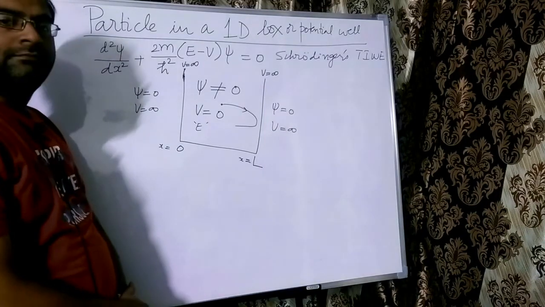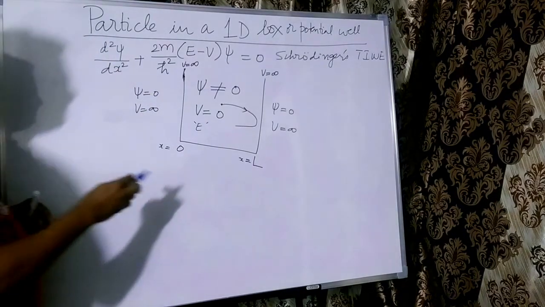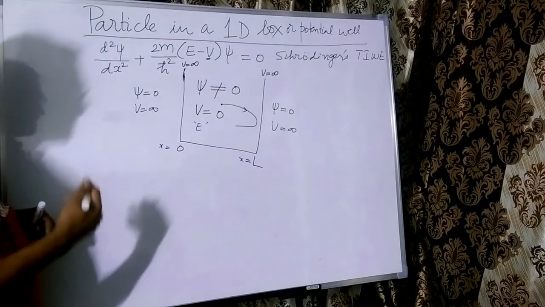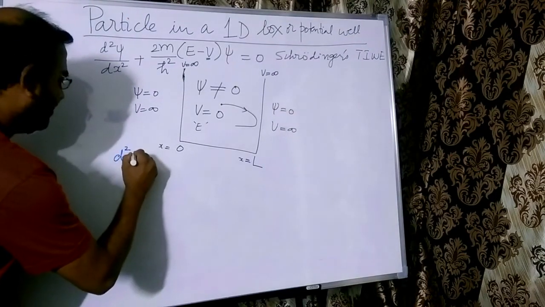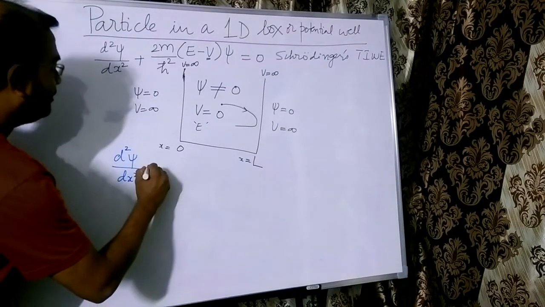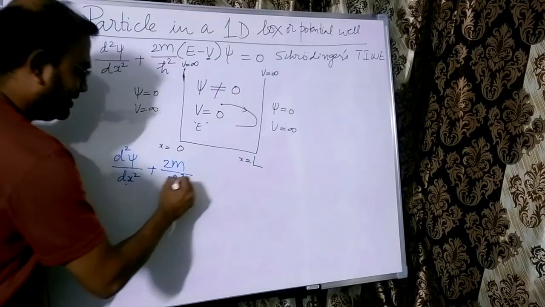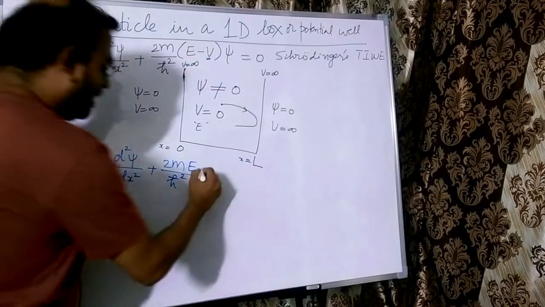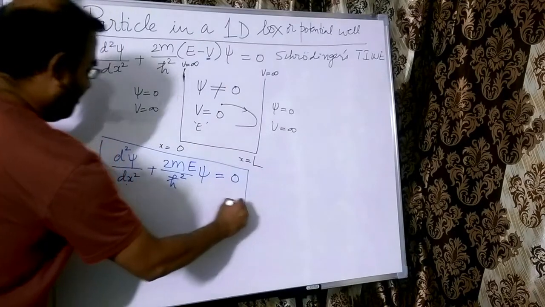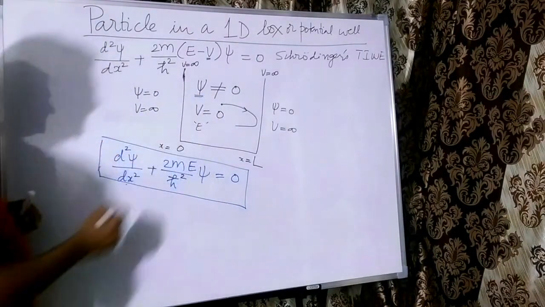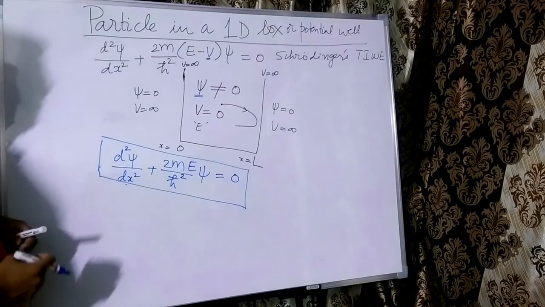Now, since this is a free particle inside the box, this parameter V should go to zero. So, we can rewrite the Schrodinger's time-independent wave equation for the given problem as, for a free particle, the differential equation becomes d square psi by dx square plus 2m over h cut squared multiplied by the energy E times psi is equal to 0. Therefore, this is the Schrodinger's equation which we have to solve to arrive at the solution, which is the eigenfunction of the problem. By applying these boundary conditions, we will be able to solve this equation.